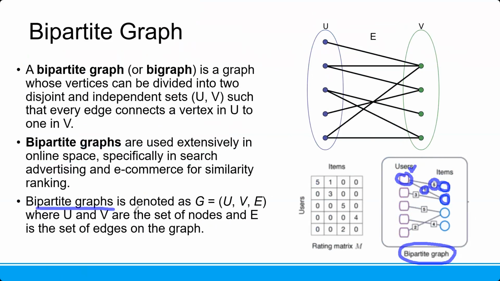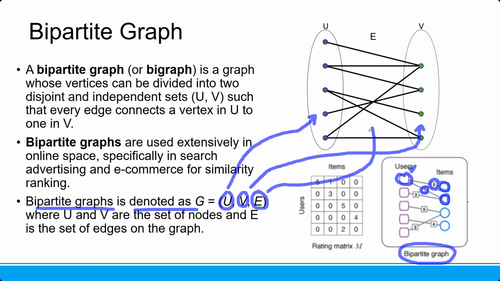The bipartite graph is denoted as (U, V, E). U is a set of vertices, V is another set of vertices, and E is a set of edges. U and V are the sets of nodes, and E is the set of edges in the graph.